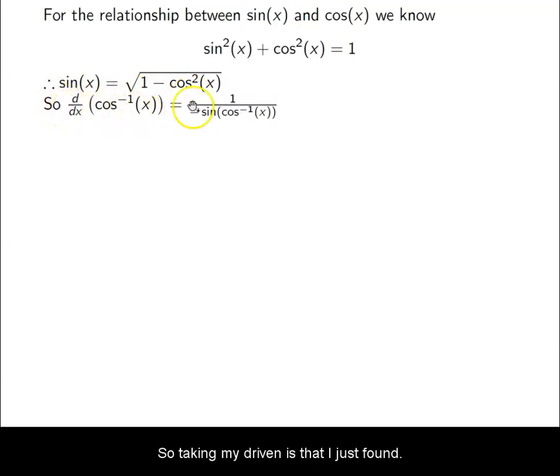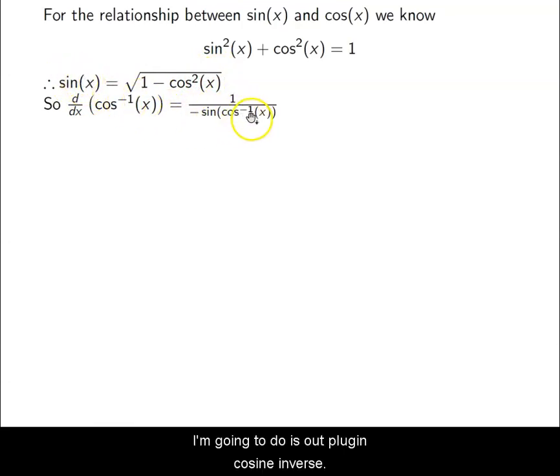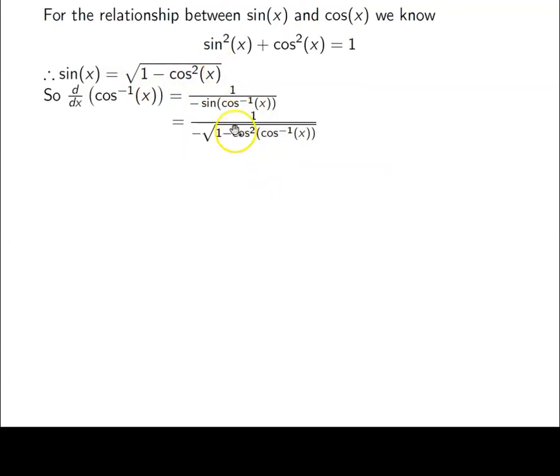So taking the derivative that I just found, and using this form for sine, I will plug cosine inverse into my sine. For this right hand side, I'll have 1 minus cosine squared of cosine inverse of x. So when I plug that in, this is what it looks like, 1 minus cosine squared, plugging in my cosine inverse of x into this equation.